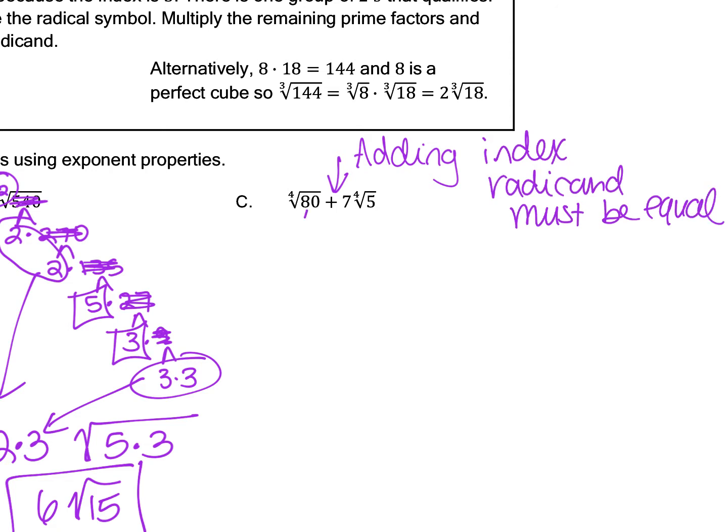So I first need to simplify each piece. Again, it doesn't matter where you start. I just like to start with the smallest. So 2 will go into 80, 40, 2 and 20, 2 and 10, 2 and 5. Those are all prime, so I need to stop there. Now look at your index. You're going to group 4 of them together.